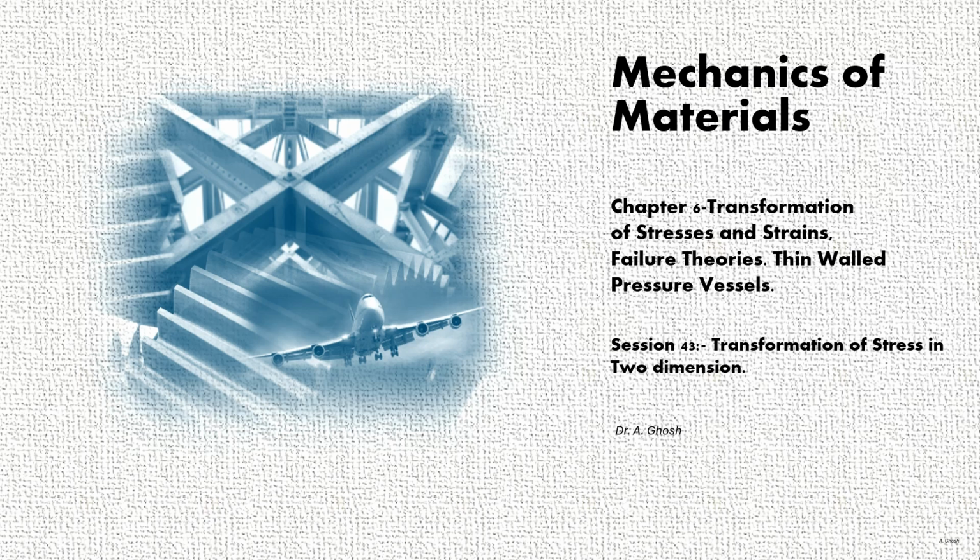We are in chapter 6, where we discuss transformation of stresses and strains, failure theories, and thin-walled pressure vessels. This is the first session in chapter 6. Here we discuss transformation of stresses in two dimensions.